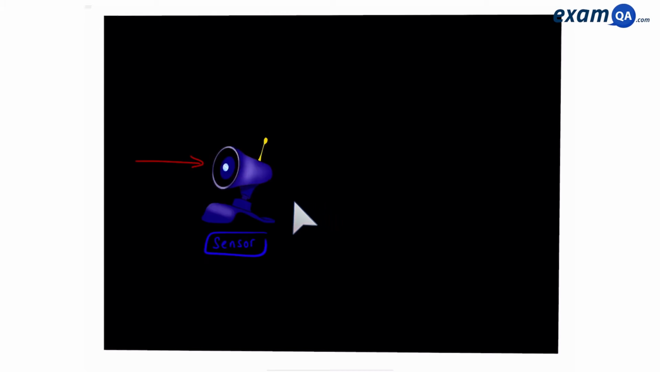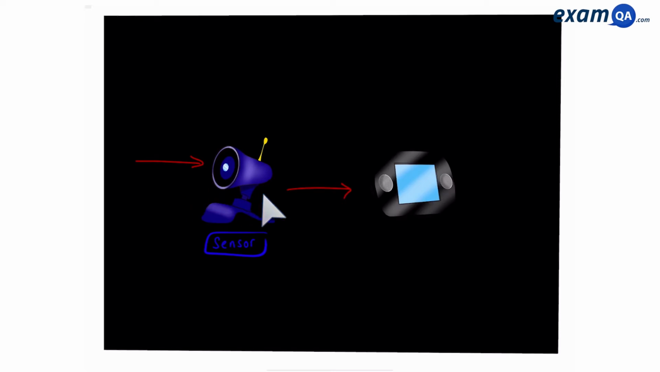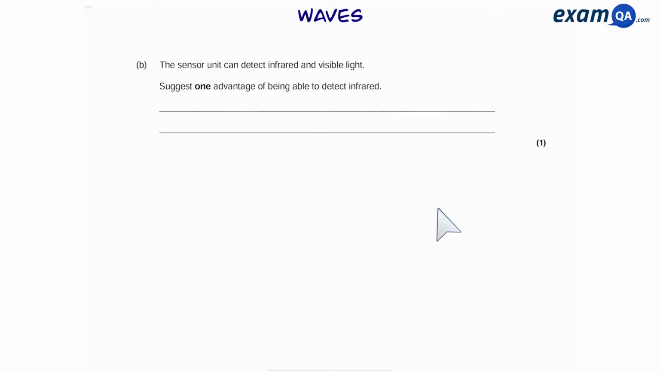Well, the sensor can still pick up infrared radiation. Remember, all living things release infrared radiation, or in other words, heat. This will be picked up by the sensor and sent to the monitor, and again, we can produce the image of the baby. So one advantage is that we can see the baby even if it's in a dark room.